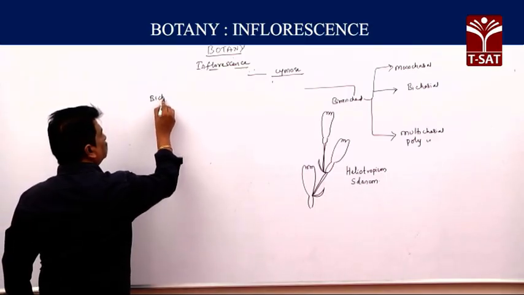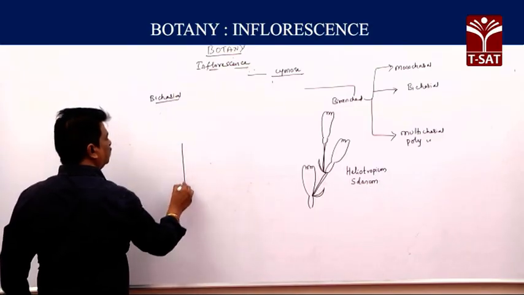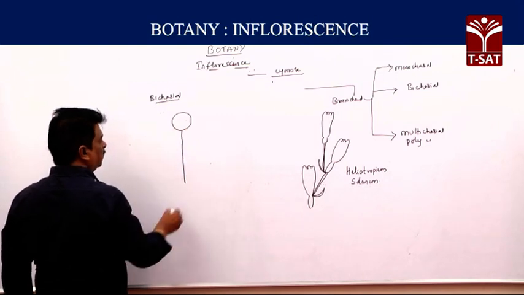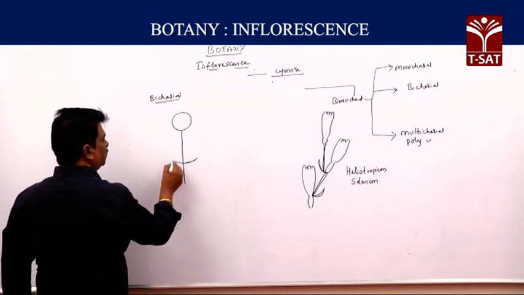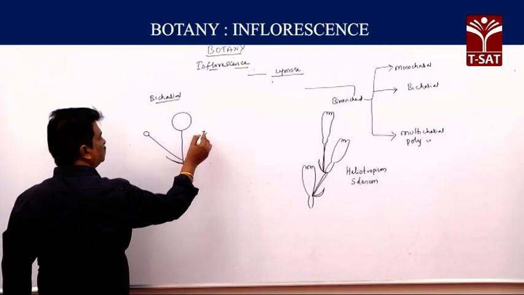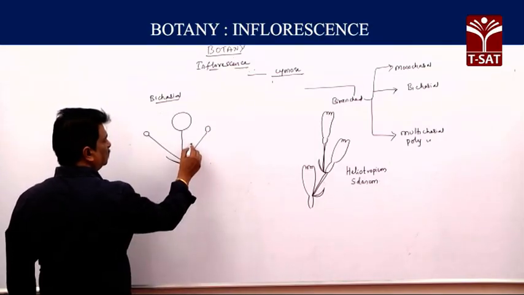Dichasial type: the apical bud is modified into a flower, and below the flower two bracts are formed. Two bracts means two axillary buds. They give two branches that end with flowers. Further growth continues.